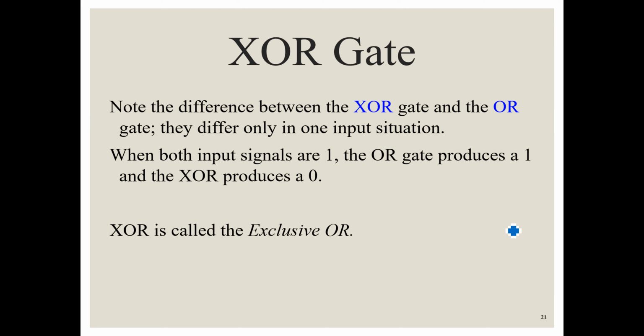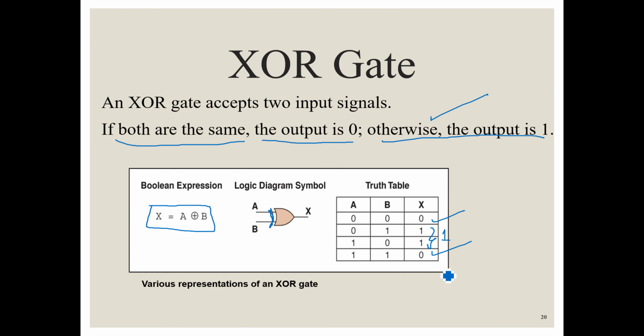So let us see that when both the input signals are 1, the OR gate produces 1 and the XOR gate produces 0. Only this one particular signal is different. Now see the truth table. The truth table of the XOR gate, you can see now, is 0, 1, 1, 0.